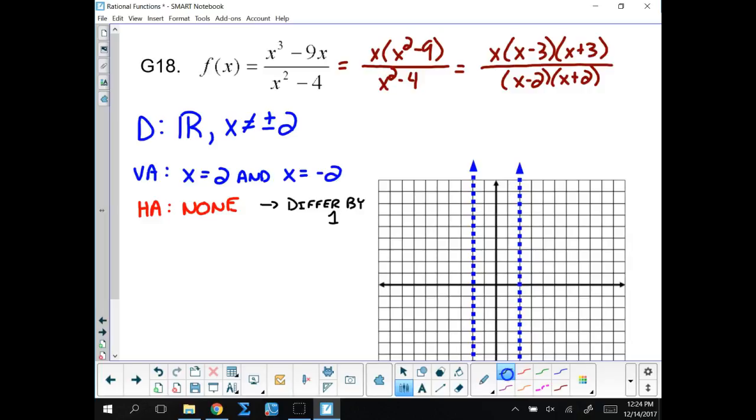X-intercept, or excuse me, y-intercept. F of 0 is going to be 0 minus 0 on top, all over 0 minus 4 on the bottom. That's 0 over negative 4, which is 0. So that gives me a y-intercept of the origin.